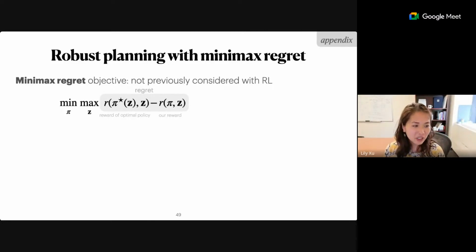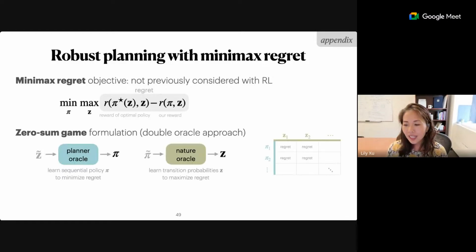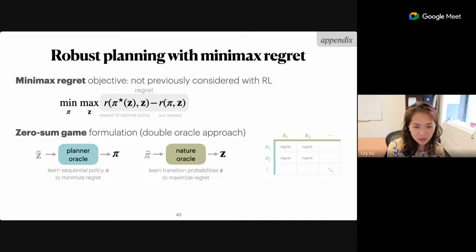This min-max regret objective has not been considered with RL previously, in part due to the difficulty. To make this problem more tractable, we formulate it as a two-player zero-sum game that sets up the min-max problem as two players competing against each other. So we have a planner that's trying to find some optimal policy given an environment setting.